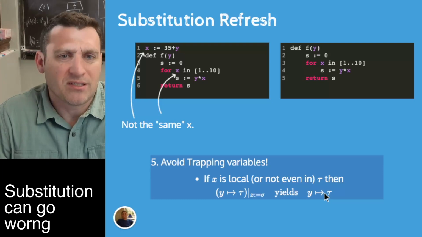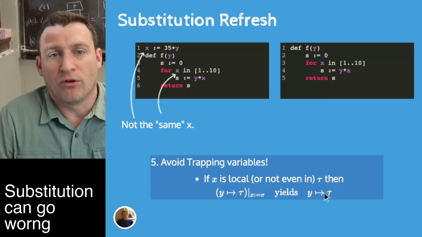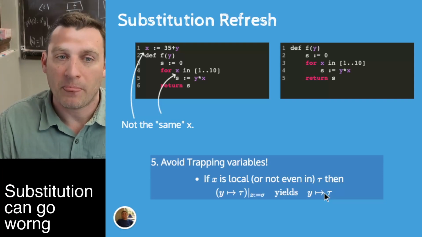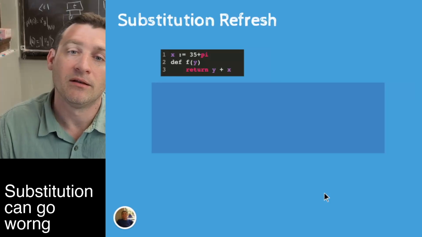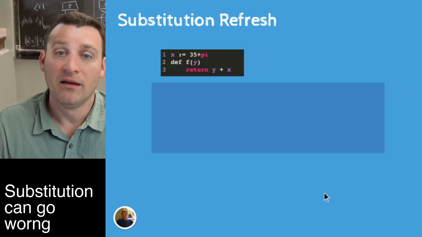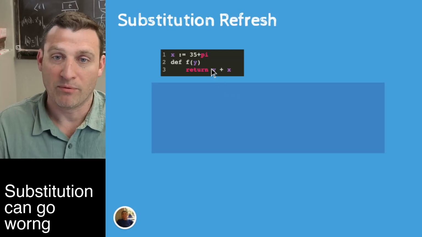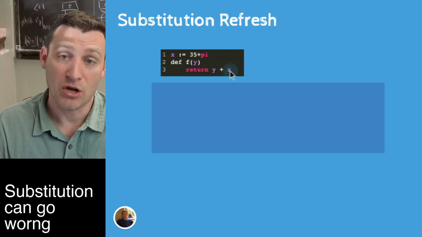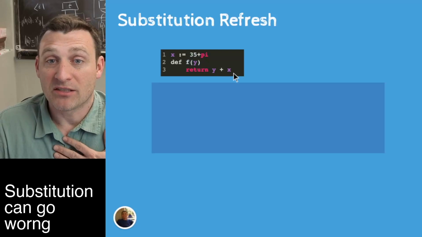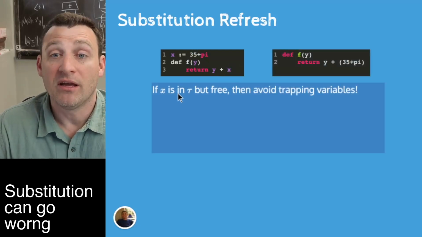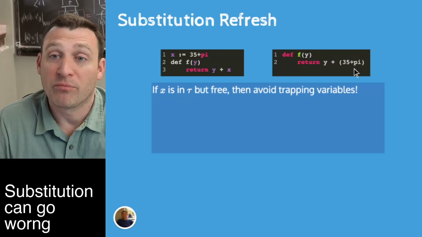So far, it seems like substitution's straightforward. You're allowed to reuse variables, and that seems like a rule that we've been using correctly. We're about to hit the hard cases. Suppose we look at this one. X is assigned 35 plus pi. Then we have def f of y returning y plus x. It's quite similar to what we just saw, except now x is not part of a loop, and it's also not part of f. This x could really only be understood as the x that's above here. This one is, in fact, 35 plus pi.